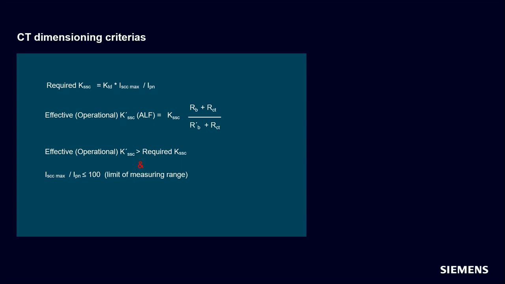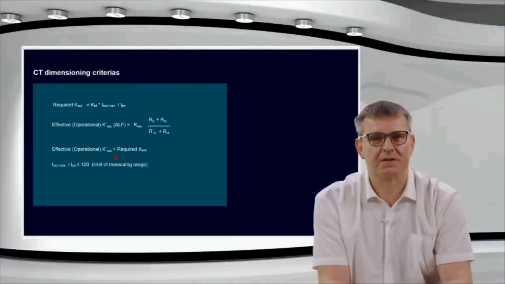And in addition, due to the limit of the measuring range, you have to see whether the maximum short circuit current divided by the primary rated current is smaller than 100. Okay.